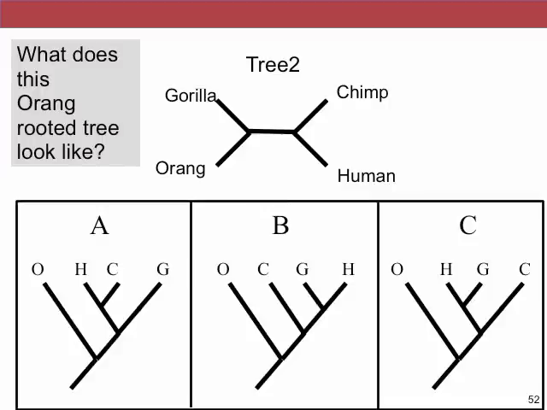We're going to do a clicker question here. Which of these 3 trees, A, B, and C, is the correct tree if we now root this tree here to the orangutan lineage? And again, you can talk amongst your friends here. One of these 3 trees is our winner.